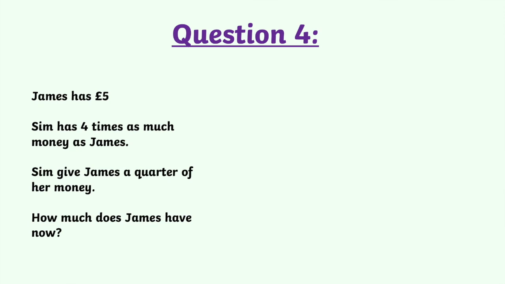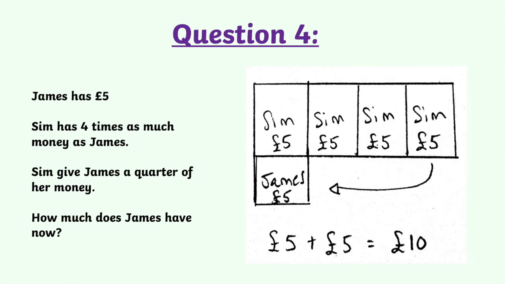Right, let me show you what I drew. I started off by thinking about James, because that's the first piece of information I get. James has £5. The next bit of information I get is that Sim has 4 times as much money as James. So I drew 4 lots of £5 just to show what that looks like. Here's James's £5, here is Sim with 4 times as much.